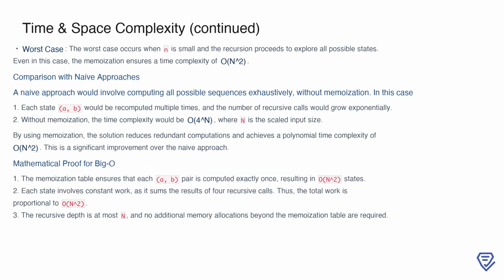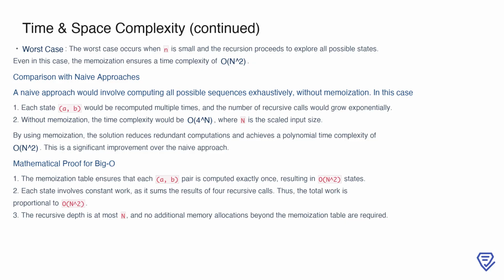In contrast, the worst-case scenario arises when n is small, and the recursion explores all possible states. Even in this case, memoization ensures that each state is computed only once, so the time complexity remains O(n squared). To highlight the efficiency of this approach, let's compare it to a naive solution.